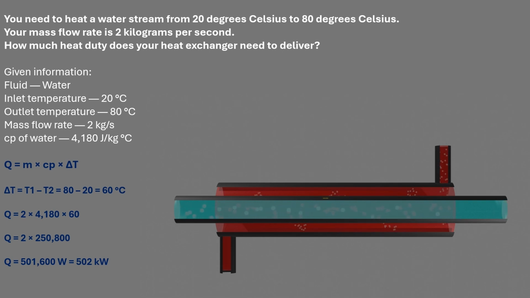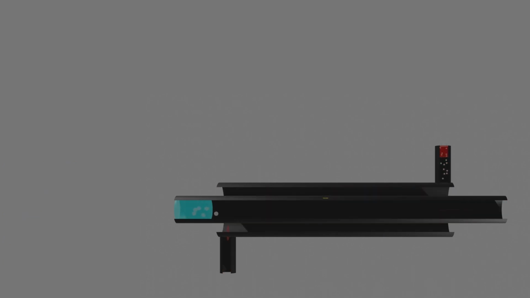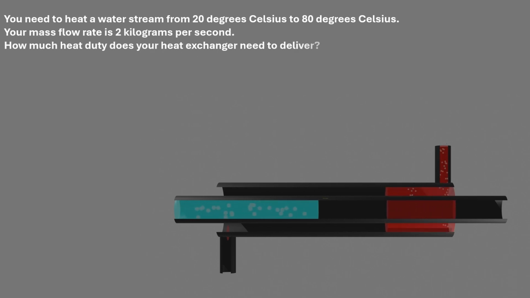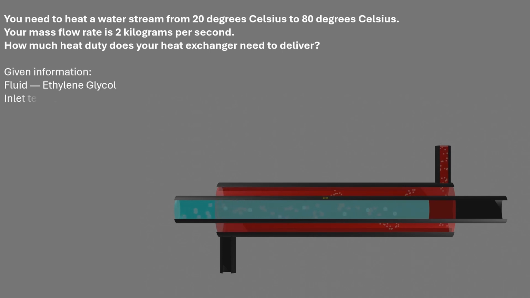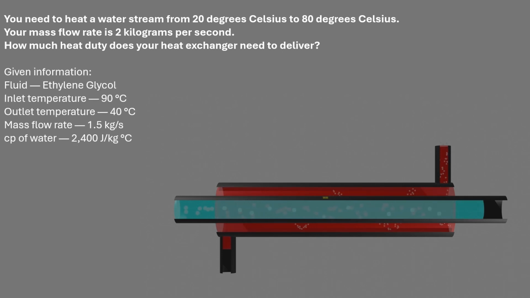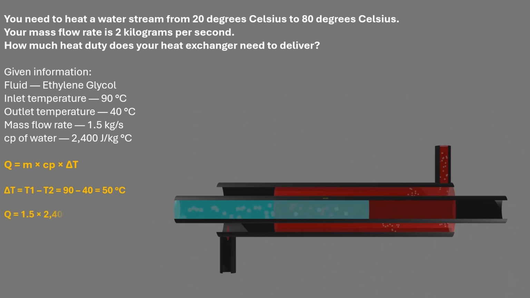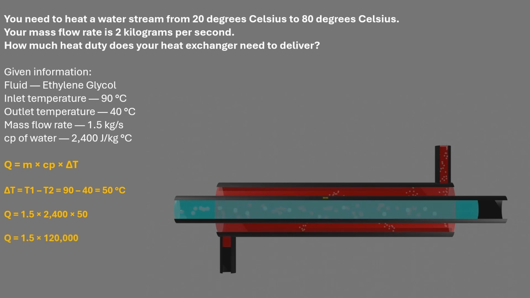Let's take another example where we cool a glycol stream. Glycol is commonly used in refrigeration systems and as an antifreeze in applications where water would freeze or cause corrosion. Step 1. Calculate the temperature difference, which is 50 degrees Celsius. For cooling duty, we take the inlet temperature minus the outlet temperature, so our heat duty remains a positive number representing heat removed. Step 2. Substitute everything into the heat capacity equation.